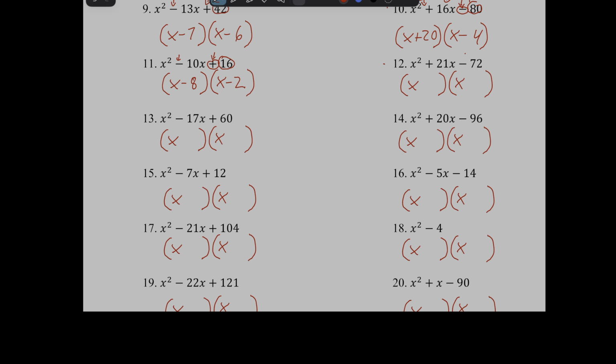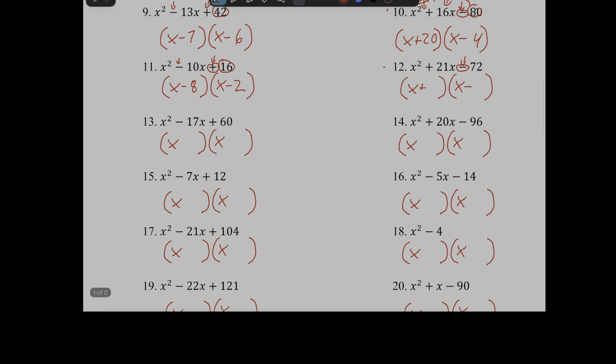Number 12, third term is negative. Signs are different. Factors of the third subtract to the middle. So it has to be higher than 21. Let's try. Oh, when I see 72, how many hours in a day? 24. 2 days, 48. 3 days, 72. So I'm going to try that. 24 and 3. Sure enough, that subtracts. The bigger one gets the sign of the middle, so 24 goes with the plus and the 3 goes with the minus.